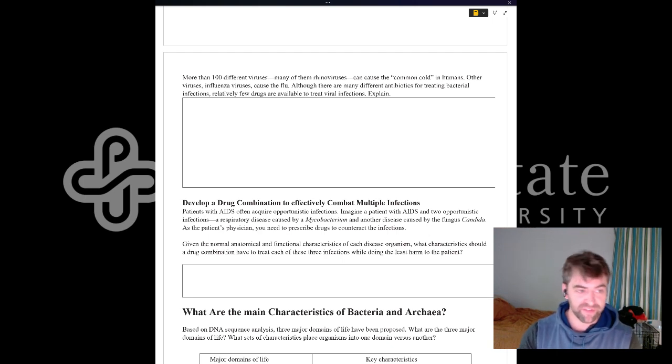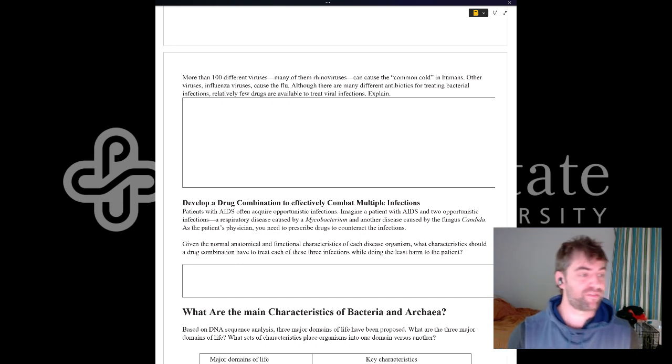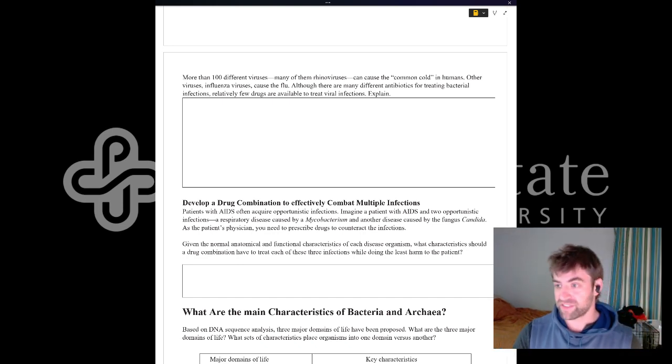More than 100 different viruses, many of them rhinoviruses, can cause the common cold in humans. Other viruses, influenza viruses, cause the flu. Although there are many different antibiotics for treating bacterial infections, relatively few drugs are available to treat viral infections. Explain.